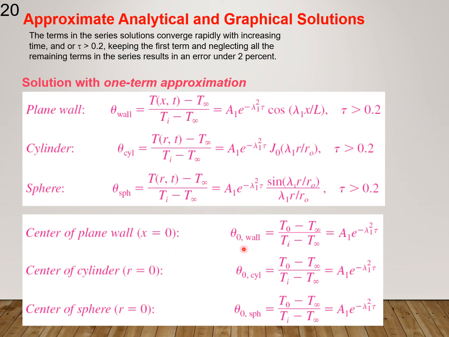When we put the center of the plane wall, x is equal to 0, we get theta 0 for the wall, T0 minus T infinity upon Ti minus T infinity, is equal to A1 e to the power minus lambda1 square tau. This is important. This can be used in numericals. Similarly, this can also be used in numericals, but this is not my part.